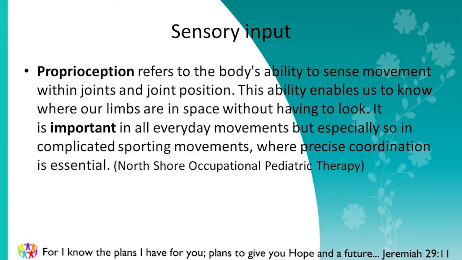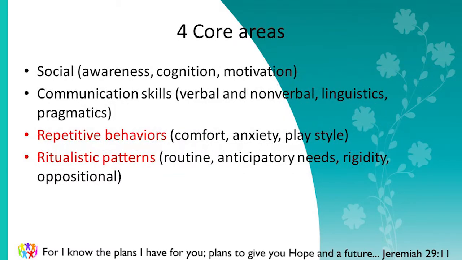Poor emotion regulation, how frustrated do they get, those kinds of things. This is just a little slide more about something that one of the pediatric occupational places gave us. Four core areas, according to the DSM. You have your social section, your communication section, and I put in red the repetitive behaviors and ritualistic patterns because those have to be present to be constituted as an autism spectrum.